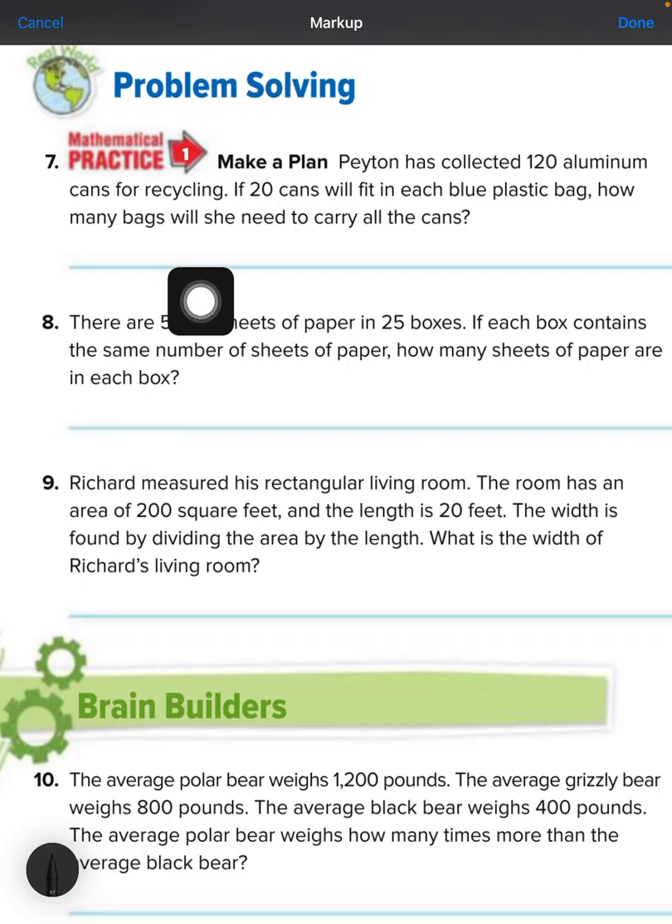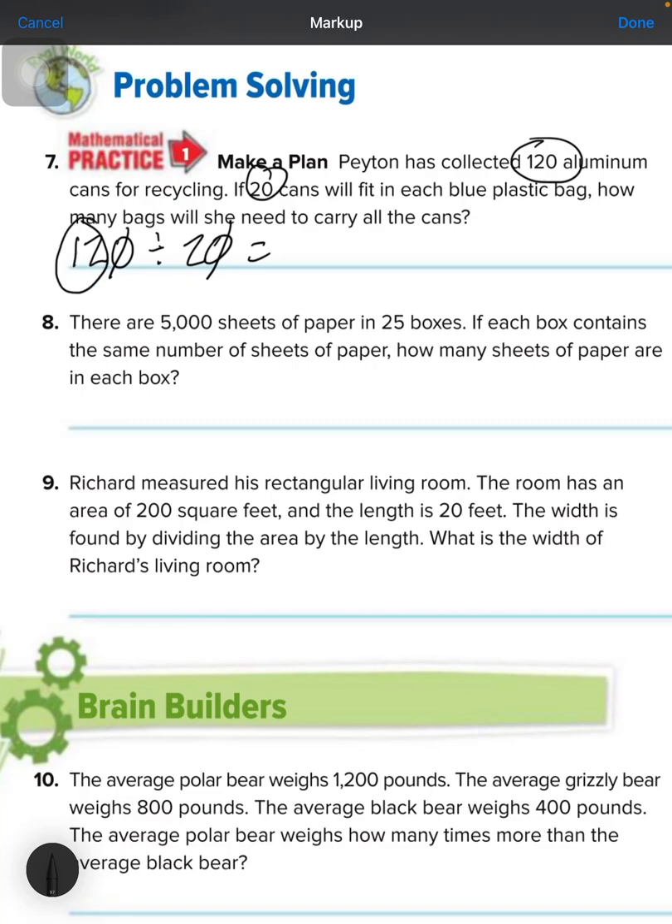Okay, we are on number 7. Peyton has collected 120 aluminum cans for recycling. If 20 cans will fit in each blue plastic bag, how many bags will she need to carry all of the cans? So let's set it up. We have 120 divided by 20. We can cross off a 0 here and a 0 here. So we have 12 divided by 2 is 6. She's going to need 6 bags.